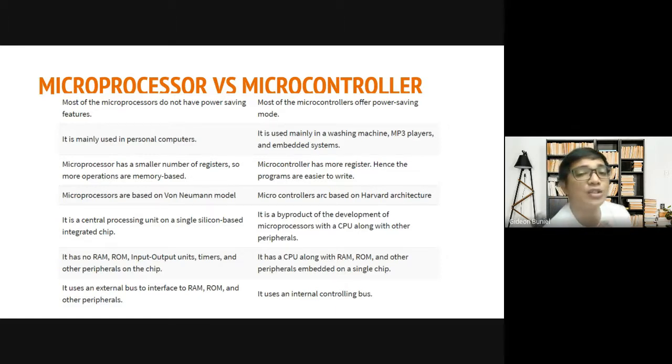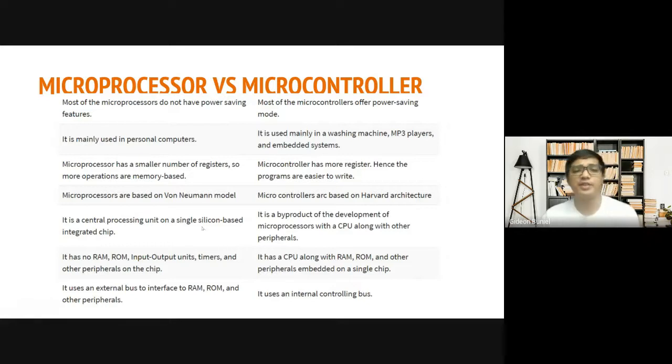Microprocessors are based on the von Neumann model. The von Neumann model is for the architecture of our system units and our microprocessors. And microcontrollers are based on Harvard architecture. So, von Neumann model for the microprocessor and Harvard architecture for the microcontroller.